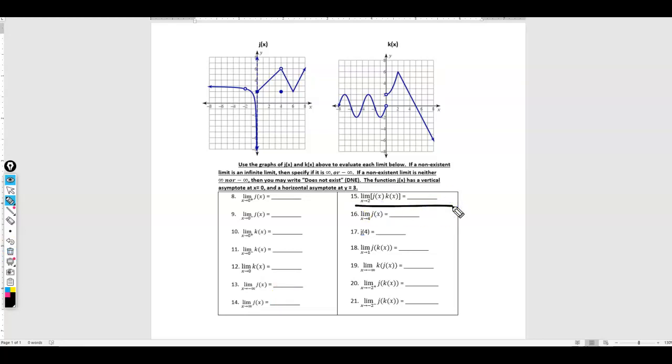This is a little bit of a different type of question here. This is where we get to use the properties. The limit of j of x and k of x as x approaches 2. Basically, you're just going to find the limit of j of x at 2, the limit of k of x at 2, and you're going to multiply them. So what's the limit of j of x at 2? In other words, what y value is it reaching at x equals 2? And the answer is 4. And what y value is k of x approaching as x approaches 2? It's reaching a value of 6. So that answer would be 24.